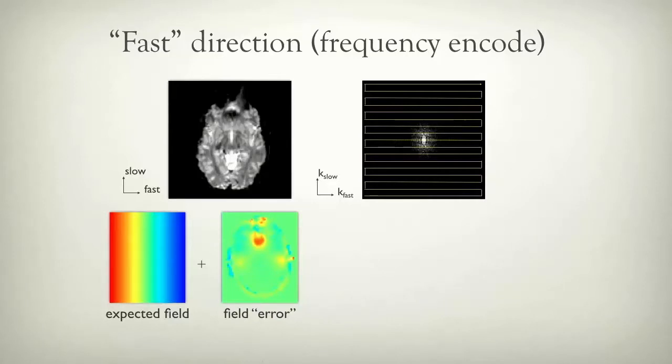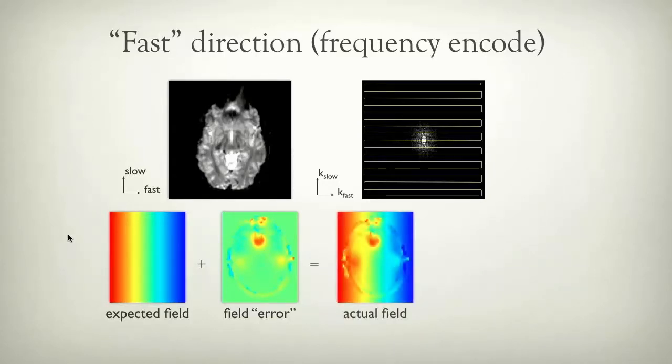Okay, but in reality, we have errors in these fields. And that is, most prominently, the error that the head itself induces when you put it into the magnetic field. It distorts the magnetic field in a very characteristic way. So for example, here above the sinuses, we would have a field distortion. So in reality then, we don't have this field, we have this field.